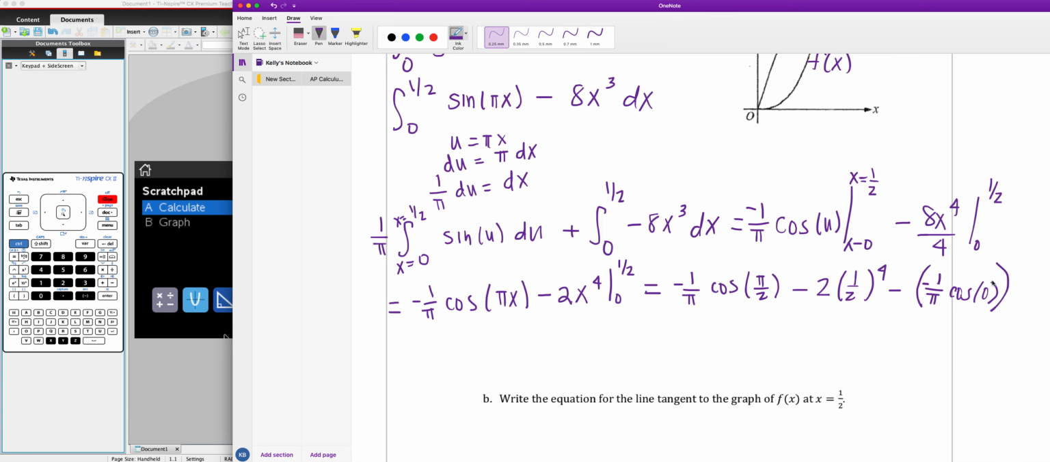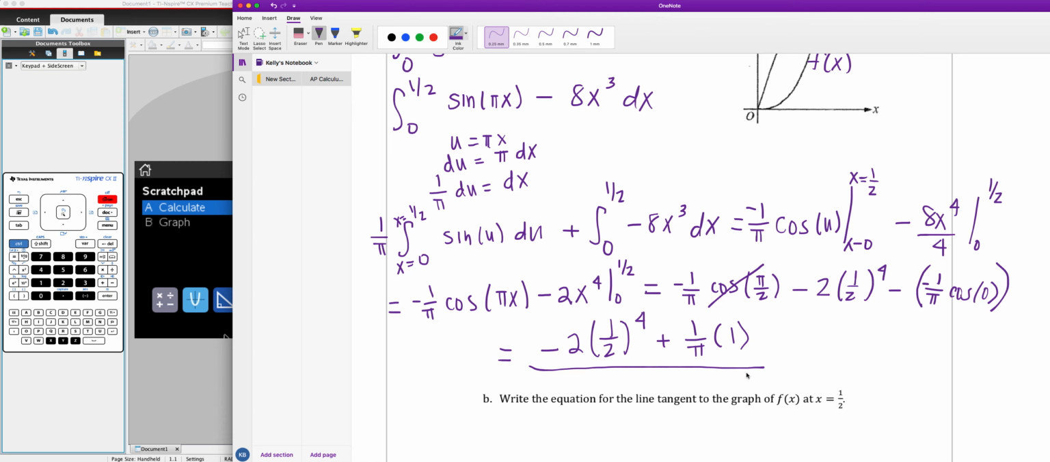Now from here, I've just got to evaluate my trig functions. Cosine of pi over 2 is 0, so that piece is going away. But cosine of 0 is going to be 1, so I end up with negative 2 times 1/2 to the 4th plus 1 over pi times 1. Because cosine of 0 is 1, I got the plus sign from multiplying those two negatives there. And then this piece right here leaves us with our final answer.